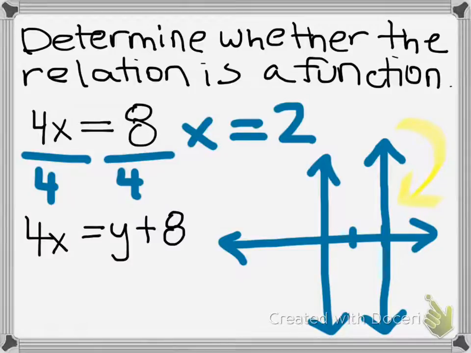So since there's a vertical line going through an infinite amount of points, we cannot say that this is a function. It's going to not pass the vertical line test, because the vertical line can only go through one point. If it goes through more than one point, then you're saying that the function is not, or I'm sorry, that the equation is not a function.